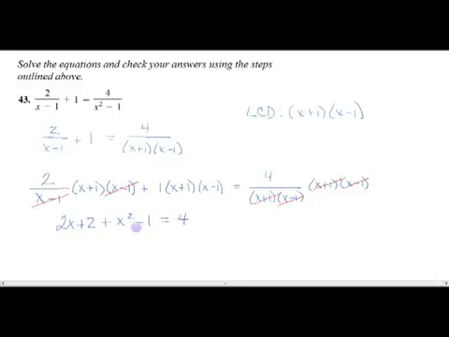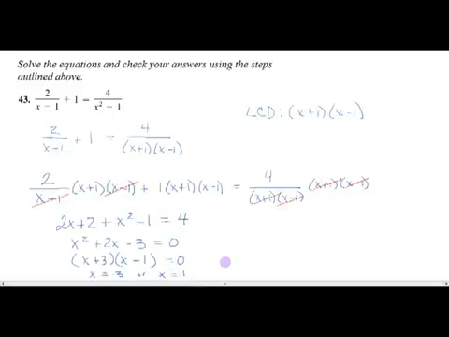Now I see I have a quadratic equation. I'll need to get everything on one side equal to 0. x squared plus 2x, and 2 minus 1 is 1. When I subtract 4, I'll have a negative 3 equals 0. Factoring that, I'll have x plus 3, x minus 1. So x equals negative 3, or x equals 1.